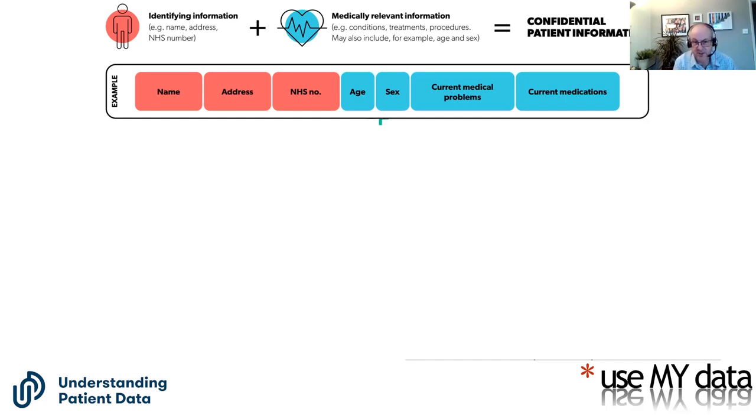So the graphic they've used here starts off at the top. Identifying information plus medically relevant information equals confidential patient information. I think we've covered that in a previous session. So those two things combined equal confidential patient information. There's an example of those two things there, where the name, address, NHS number is identifying information about you. Other ones are about your medically relevant information. They've used them in blue, such as your medical problems, medications, and other things as well.